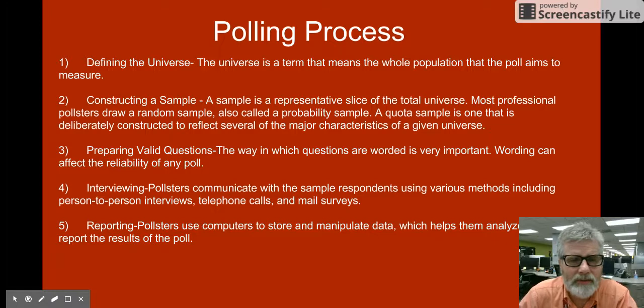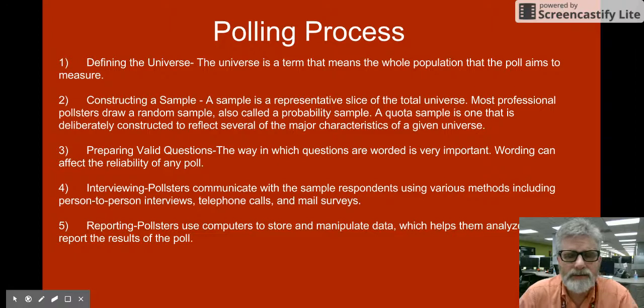Number 2, construct a sample. A sample is a representative slice of the total universe. Most professional pollsters draw a random sample, so that's where everybody in the universe has an equal chance of being selected for that sample. It's also called a probability sample.